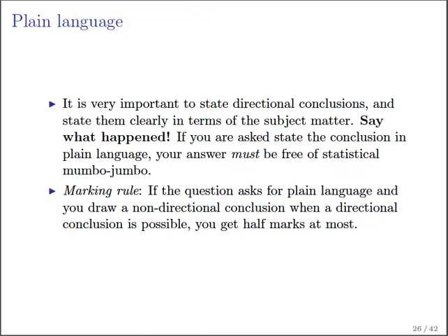In particular, this directional conclusion business comes up, and the marking rule is that if the question asks for plain language and you draw a non-directional conclusion, when a directional conclusion is possible, you'll get half marks at most. If you say that the drug had an effect on how firmly the tooth was implanted in the jaw, but you don't say whether it helped or it hurt, then you get half marks. Of course, if you give a directional conclusion and it's the wrong one, you get a zero.